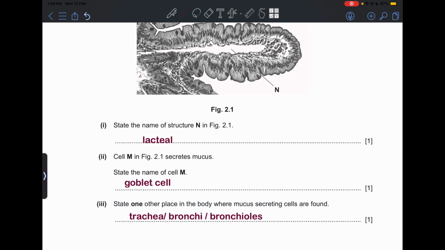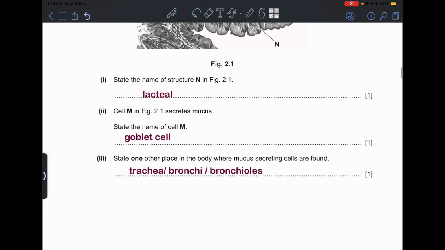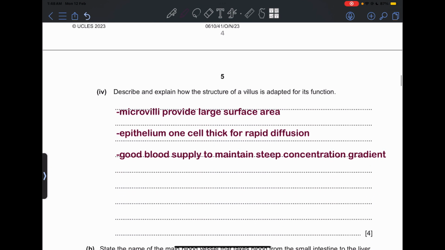3 triple I. State one other place in the body where mucus secreting cells are found. This is in the trachea, bronchi, or bronchioles. IV says describe and explain how the structure of a villus is adapted for its function. First of all, you have to say that the microvilli have a large surface area. This is so the diffusion can be rapid, and also the epithelium is one cell thick for rapid diffusion. Again, good blood supply to maintain a steep concentration gradient.